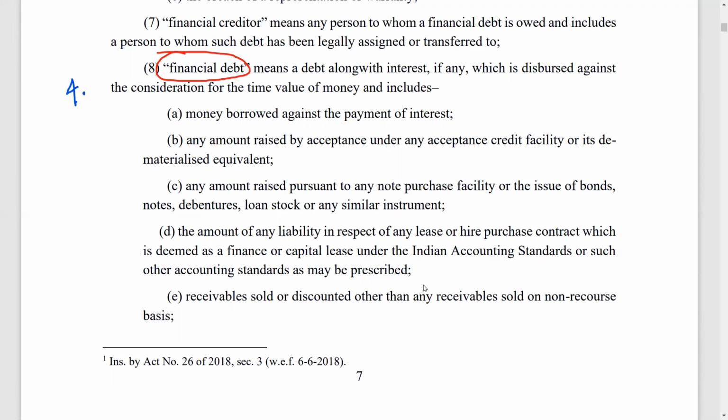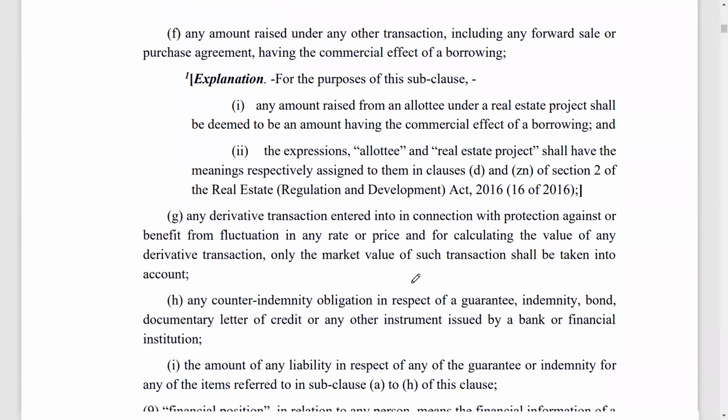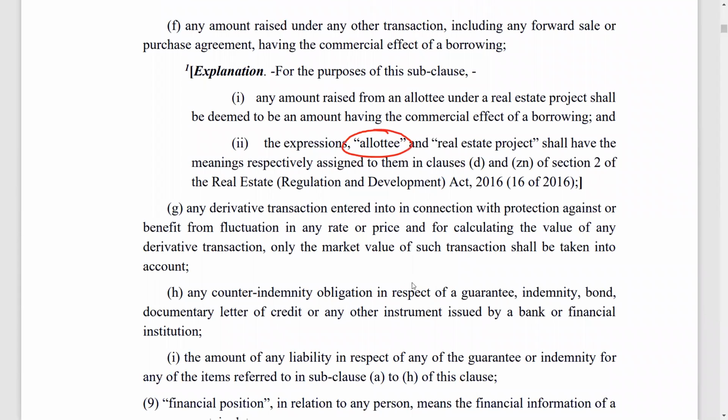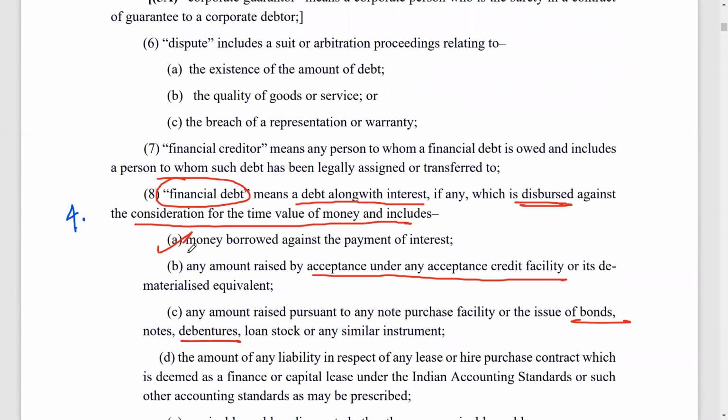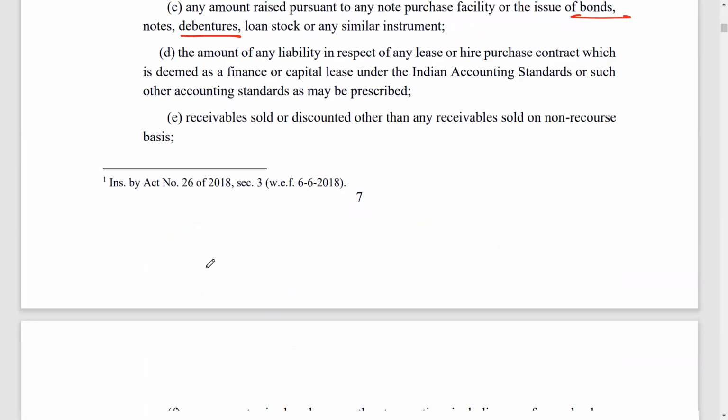do mention: financial debt means a debt along with the interest, which is disbursed. The loan was given, the financial debt was disbursed, for the consideration of the time value of money. Do mention this time value of money. After that, you can write money borrowed, amount raised under the acceptance of any credit facility, then debentures, the issue of bonds. So all these you can write. Thereafter, also mention the allottee. The allottee under a real estate project is also a financial debt, and any person to whom the financial debt is owed becomes the financial creditor for that corporate debtor.